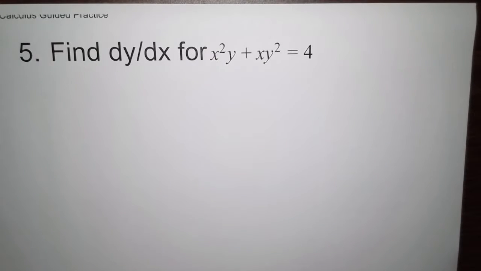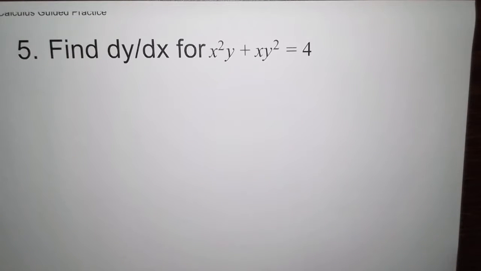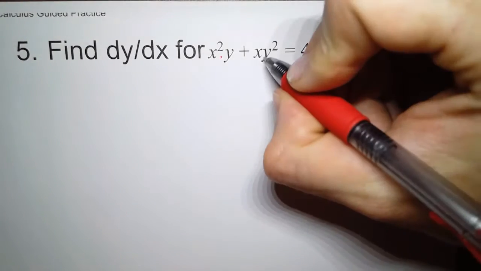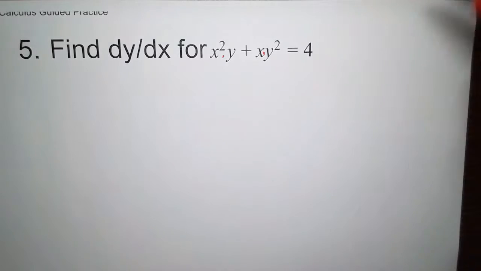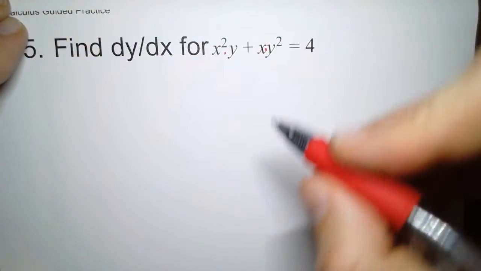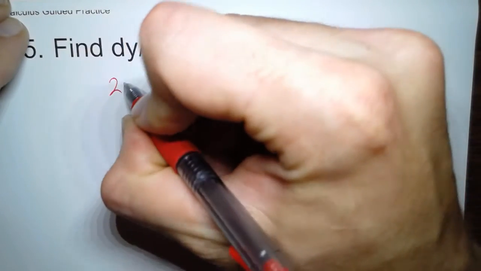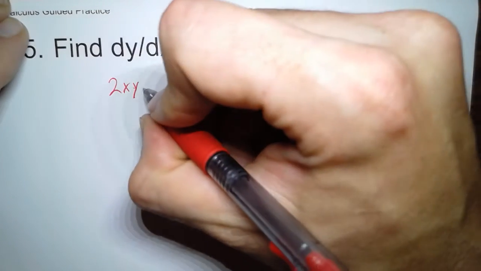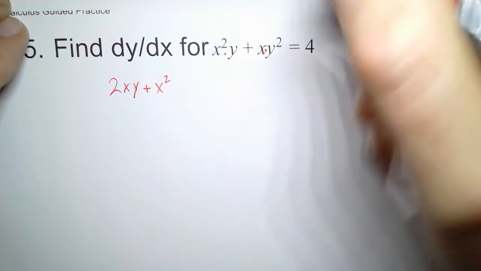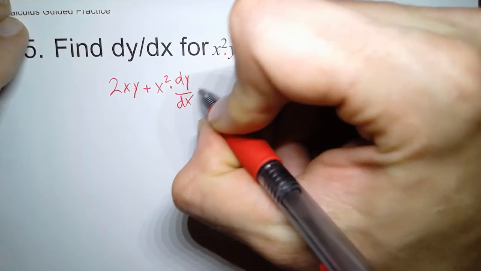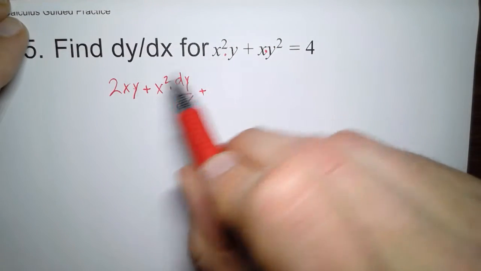Now this next one takes that idea a little bit further, where here x is being squared and multiplied by y, and here y is being squared, but also being multiplied onto x. So here we're going to have the product rule twice. For this first one, x squared, when we take that derivative, becomes 2x times y. We leave y alone. Then to that we add x squared, we leave that alone, times the derivative of y, so times dy/dx. Now we found the derivative of this first term.